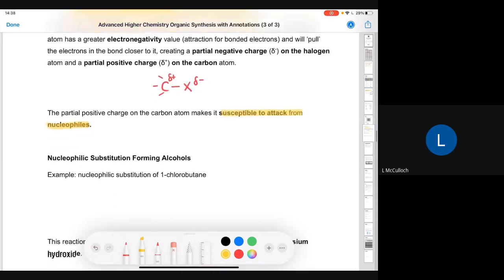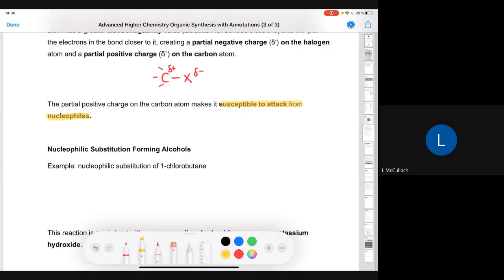Right, so we'll look at our 3 different nucleophilic substitution reactions forming our 3 different products. Our first one is a nucleophilic substitution forming alcohols. So we're going to look at a nucleophilic substitution of 1-chlorobutane. Now, what I'm going to do in each of these examples is color code the nucleophiles in blue so that we know exactly what the nucleophile actually is in every one of these reactions.